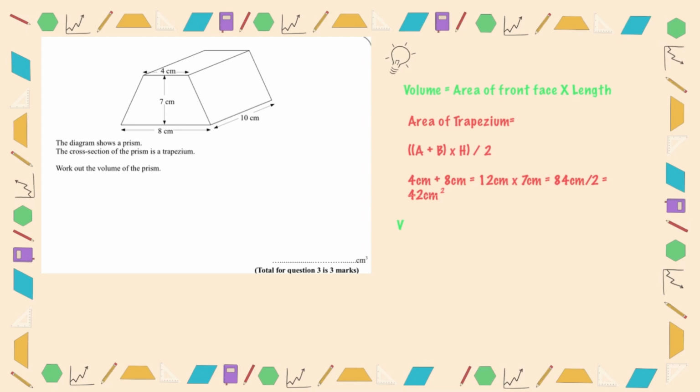So volume is then equal to our answer for trapezium, which is 42 centimeters squared. And we times this by our length of 10 centimeters. And this is going to give us 420 centimeters cubed. So the units for volume is always cubed, whereas area is squared.